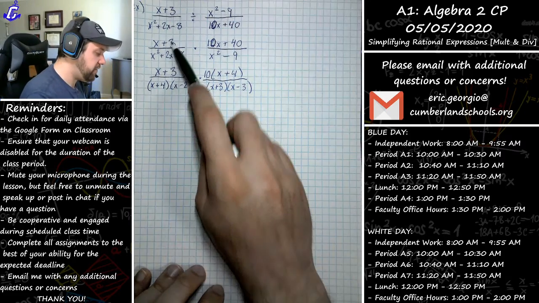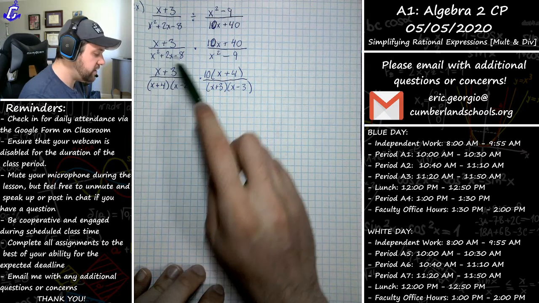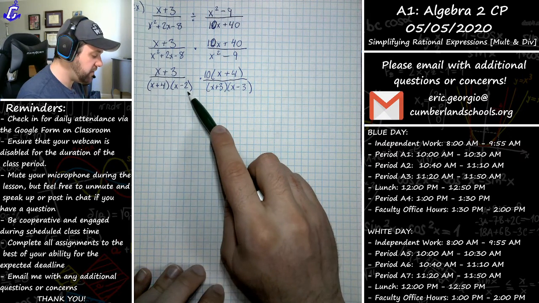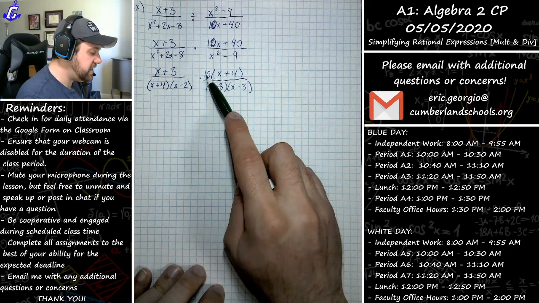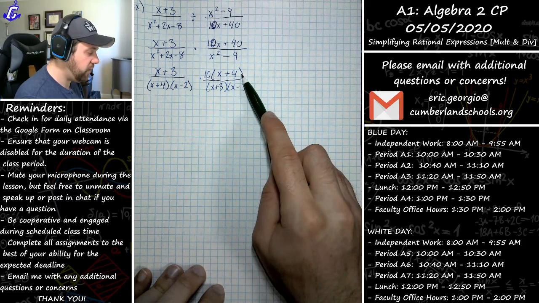factoring. I have x plus 3 in the numerator. In the denominator here, I have x plus 4 times x minus 2. That's how we break this down. In the numerator here, I could take out a GCF of 10. I now have x plus 4 up top.